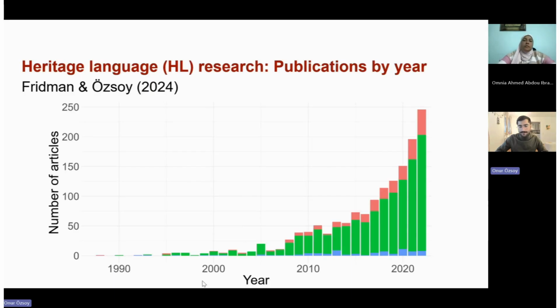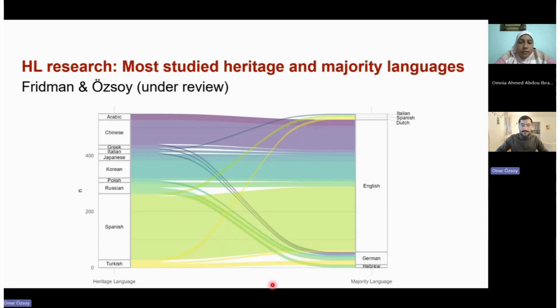We have several problems in this field, such as the languages that we study. So if we look at this graph, this shows the most studied heritage languages, the 10 most studied. So if you count here on the left, that's 10 languages. It's from a paper that's actually already published. Let me change this to 2024, sorry. Why not?